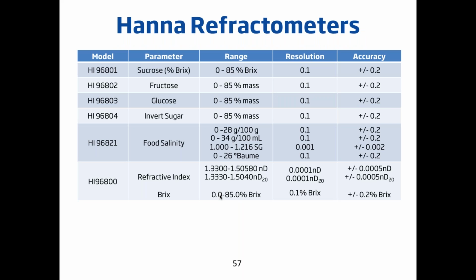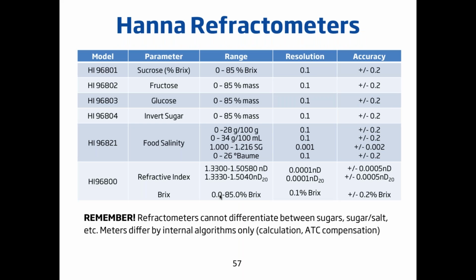So there's a whole line of refractometers you can purchase, which will give you results in different units. It's important to remember that all of these units are measuring the same thing, total refraction of light. And then using an internal calculation, they're correcting the temperature and expressing the result as that parameter. So the 96801, 96802, 96803 are all reading the same result, but expressing it in different ways.